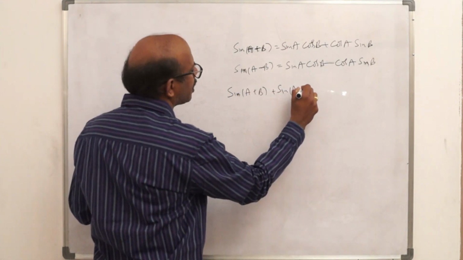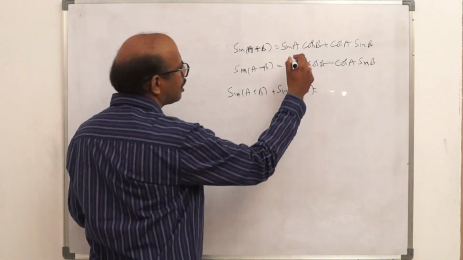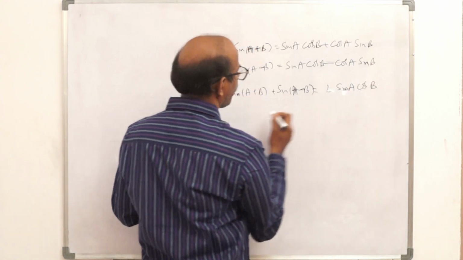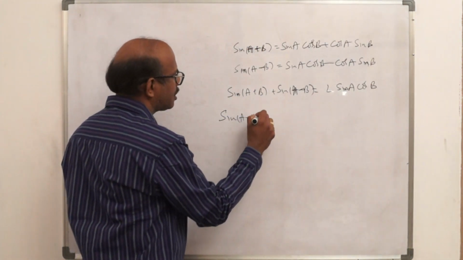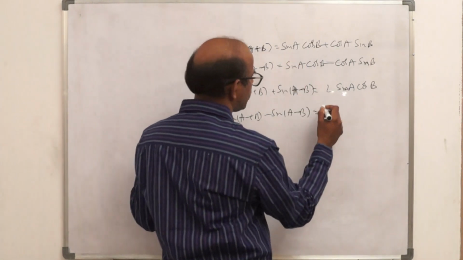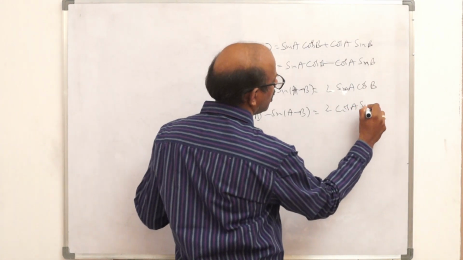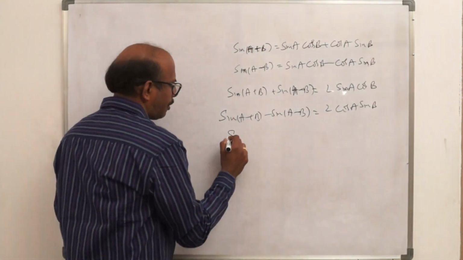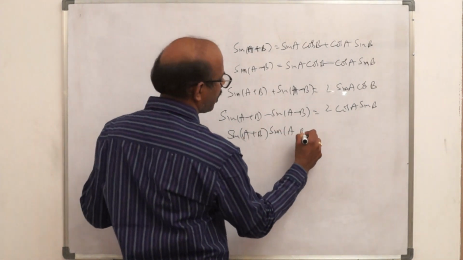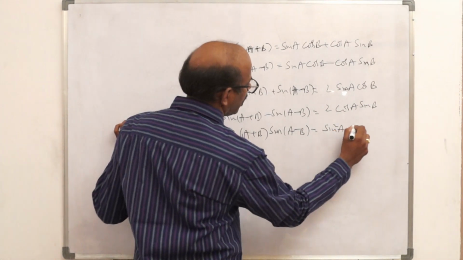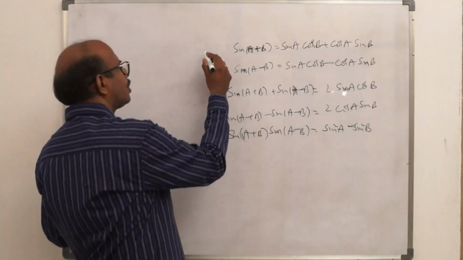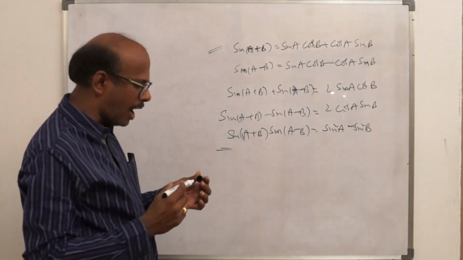Sin of A plus B plus sin of A minus B: addition of the above two formulas, it is 2 sin A cos B. Subtraction of the above formulas, above means the first two relations, gives 2 cos A sin B. Multiplication: sin of A plus B multiplied by sin of A minus B will be sin square A minus sin square B. My dear students, first go through the set, first set of 5.